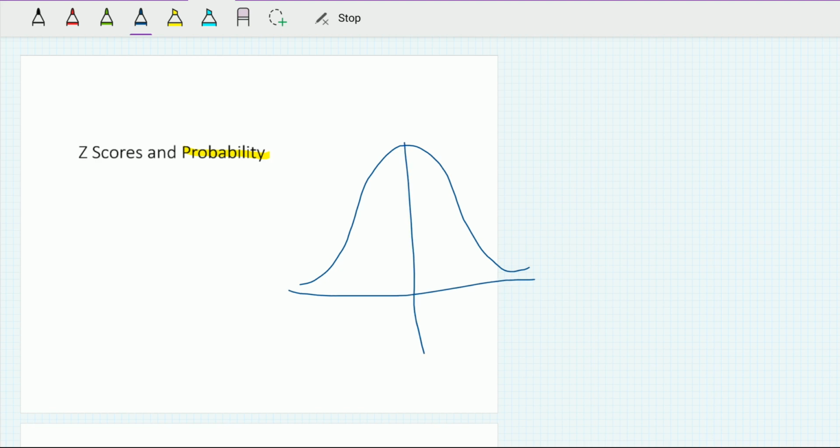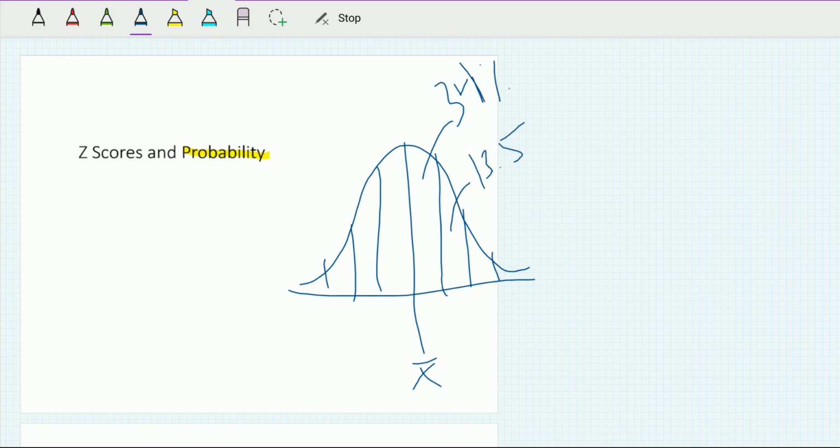Remember, we broke the curve up into a bunch of different sections depending on the standard deviation, and each section had a percent. So 34, and then 13.5, and then 2.35, and then 0.15. All of these are basically to figure out percentages of people, and how it really works.